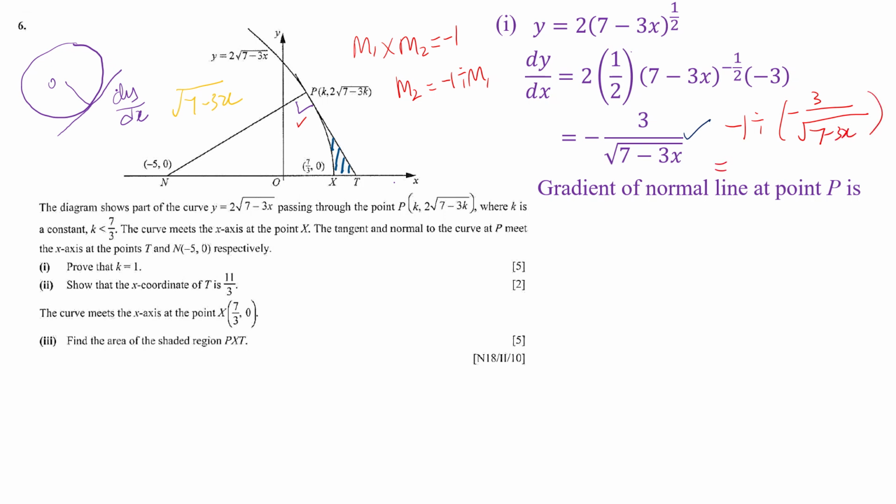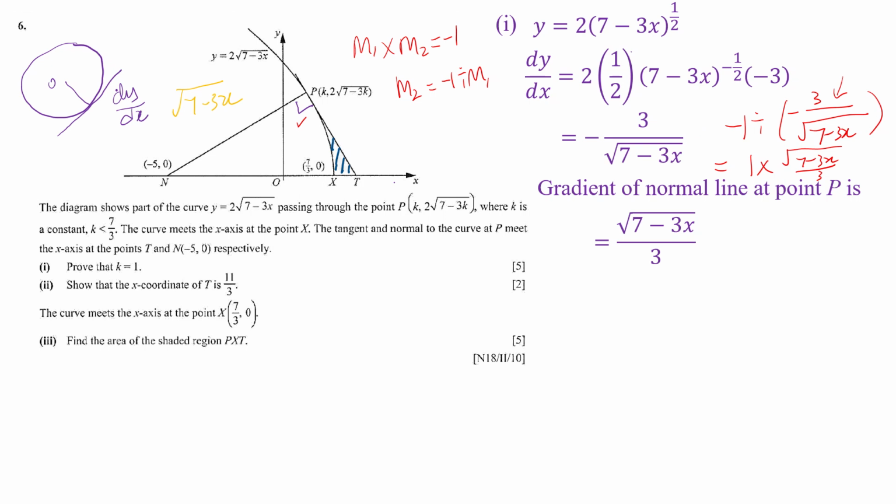And that's what I mean by it's easier to deal with expression in radical form. So negative and negative you can cancel off. Change the division to times. Flip it. So the gradient of the normal line at point P would be this value. Okay, we're going to keep that.